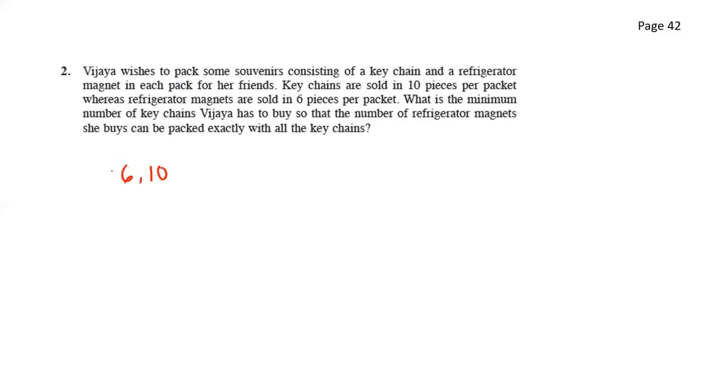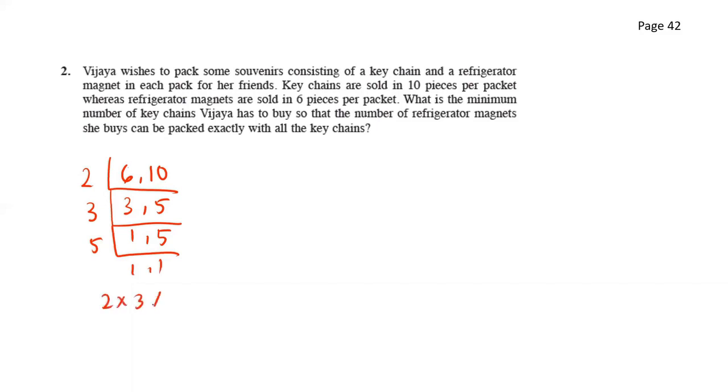We have 6 and 10. So dividing this by 2 gives us 3 and 5. Dividing it by 3 gives us 1 and 5. And dividing it by 5 gives us 1 and 1. So here we have 2 times 3 times 5, and that will give us 30 keychains.